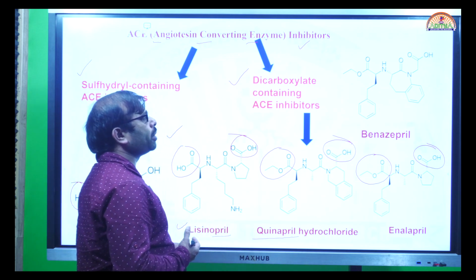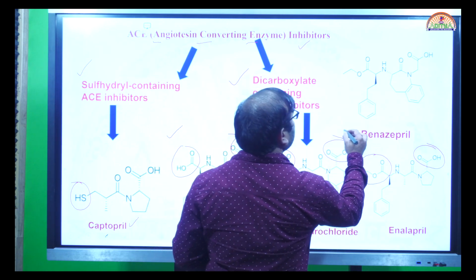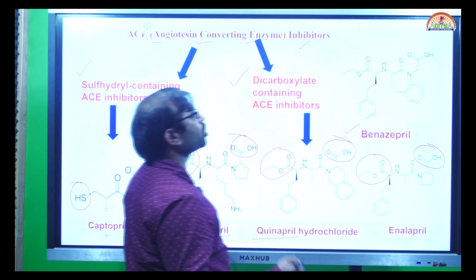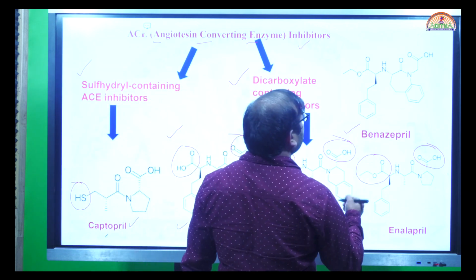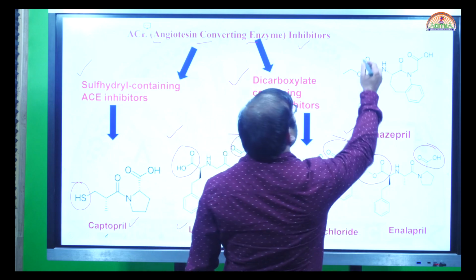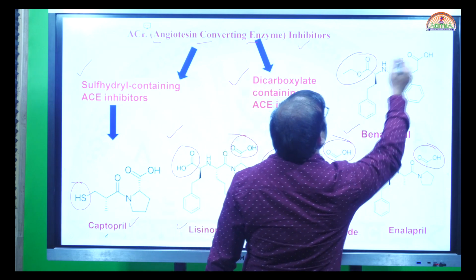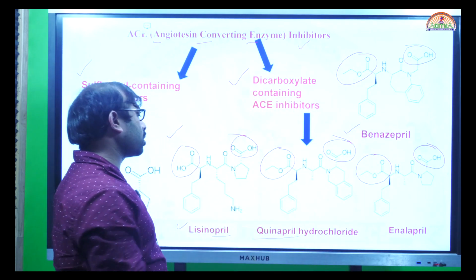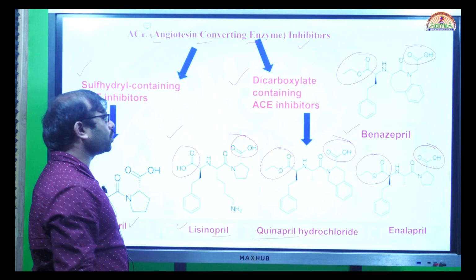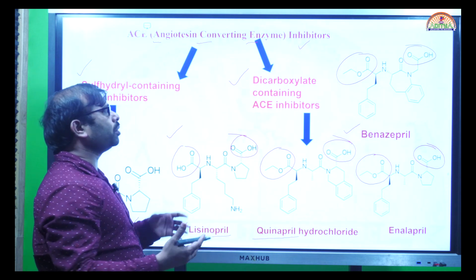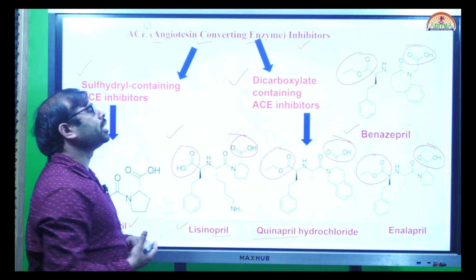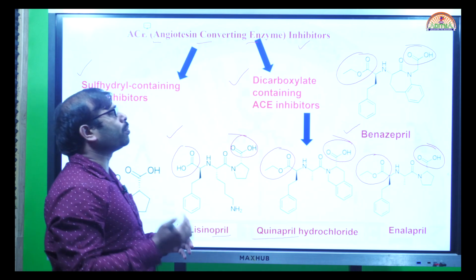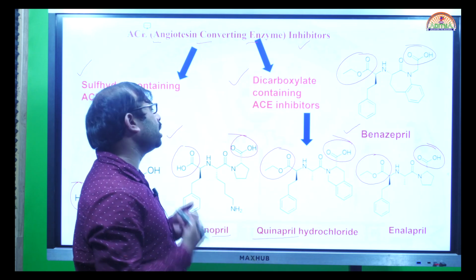Another molecule given in this class of dicarboxylate-containing ACE inhibitors is benazepril. It is also a dicarboxyl derivative. One carboxylic acid is in the form of ethyl ester, another carboxylic acid is in the free form, so it may exist in the form of a salt, any kind of salt. So there are 5 structures given as ACE inhibitors. Among these 5, one is sulfhydryl-containing, and the remaining 4 are dicarboxylic acid-containing ACE inhibitors.